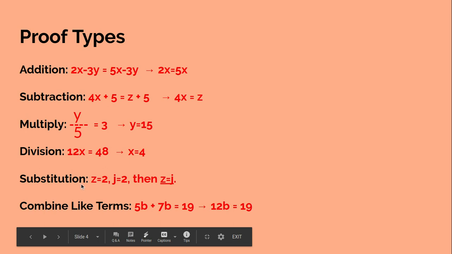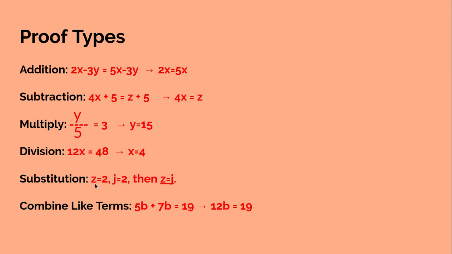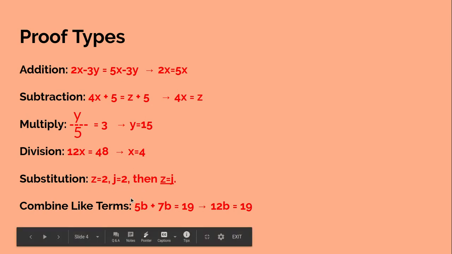But substitution is if z equals 2 and j equals 2, then z equals j. Well, that just makes sense because you're substituting. If you know that they're equal, then you can just say that because it's true.